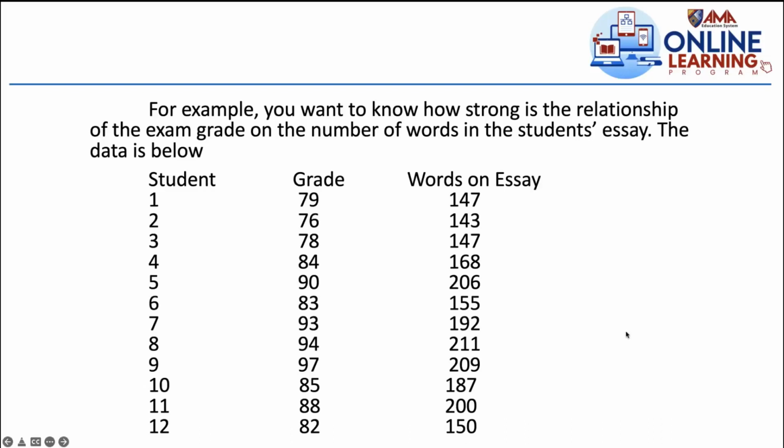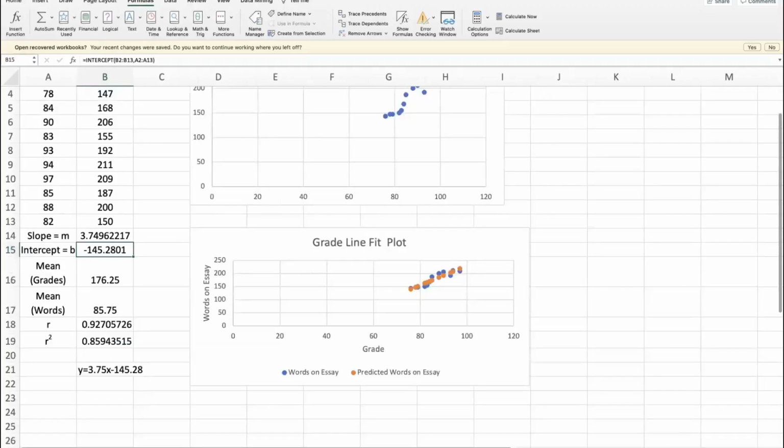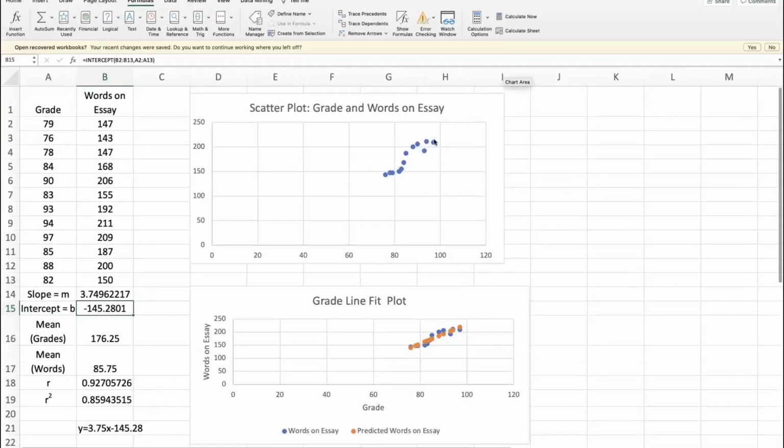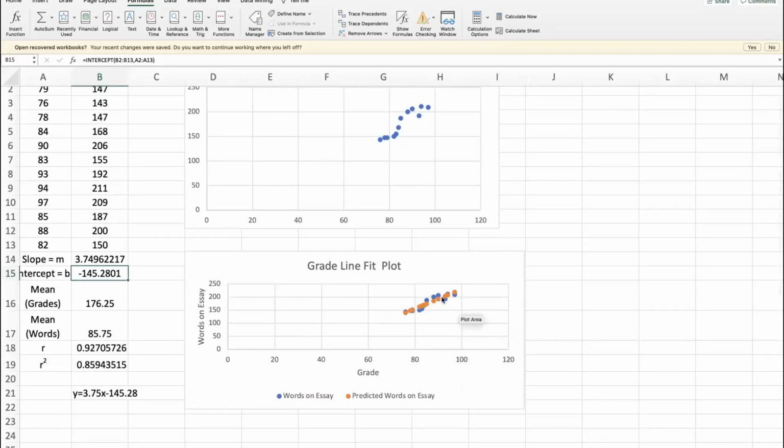Okay, so let's get the scatter plot. The scatter plot of this one, the grade and words on essay, is this one. But if you look at it, it doesn't look nice. It's better if you have that idea of the line of best fit. If you look at the line of best fit, you can describe the correlation of your data graphically. So there's some overlapping. Somehow you may say it's kind of not very high, but high, right?